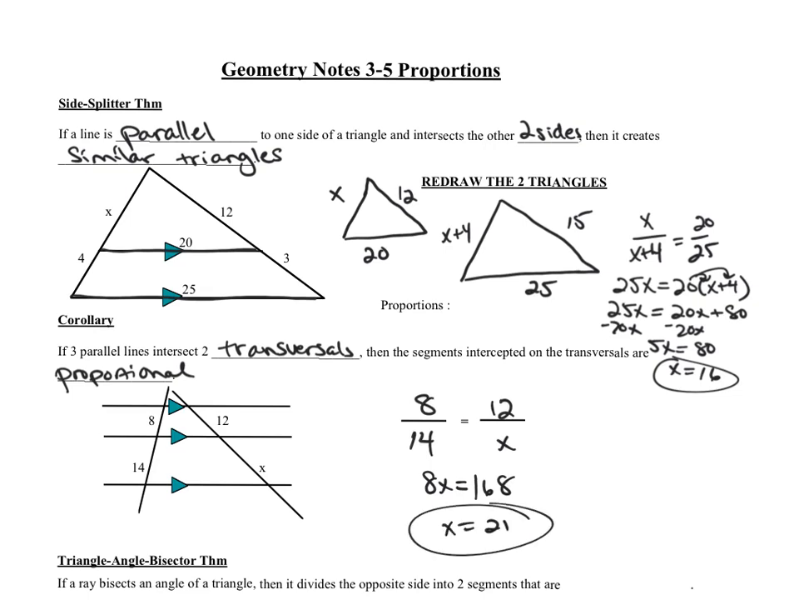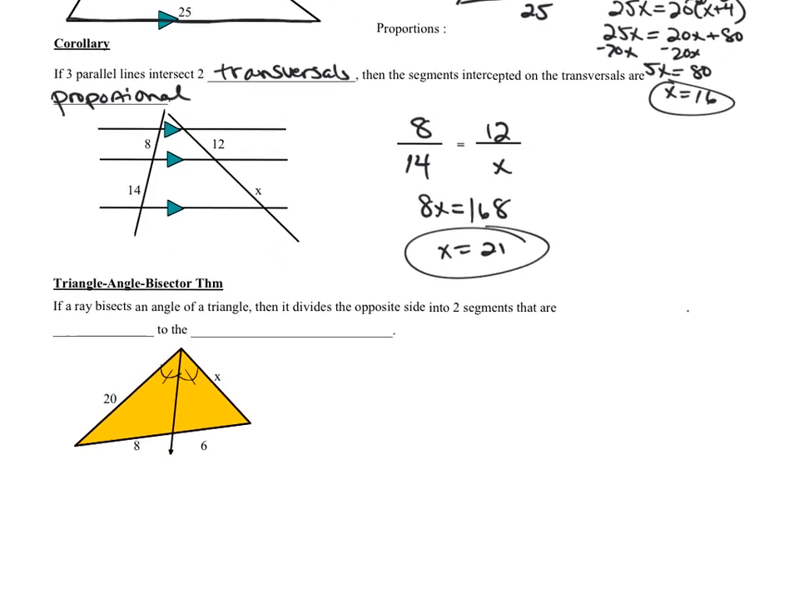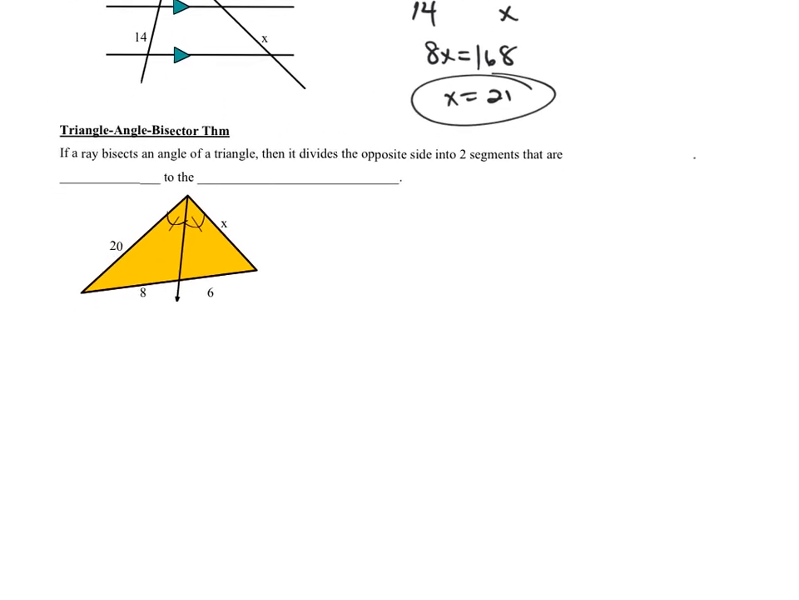All right, and then last but not least is our triangle angle bisector theorem that says that if a ray intersects, or bisects, an angle of a triangle, then it divides the opposite side into two segments that are proportional to the other two sides. All right, we need the ray to bisect the angles of the triangle, so we need to make sure that we see these congruent angle marks so that we know that the larger angle has been bisected.